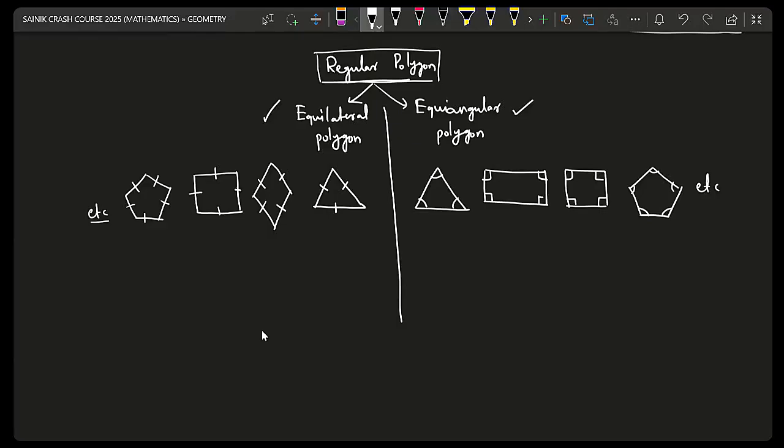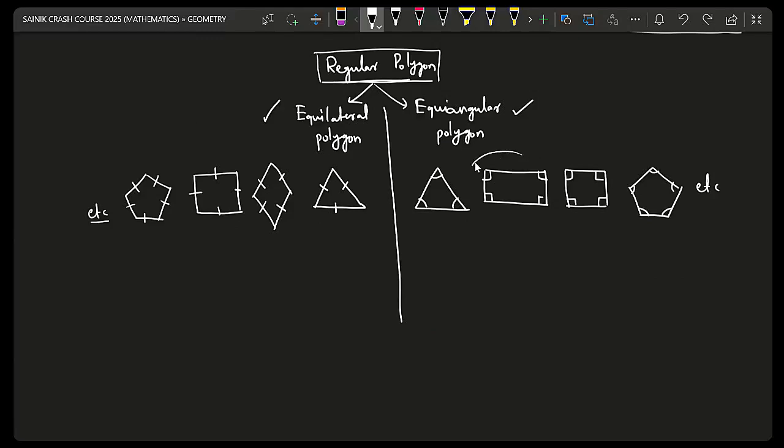Before taking the examples, first let us identify something about this rhombus. You concentrate on this rhombus. This rhombus is equilateral, but it may not be equiangular. Why? Because this angle is equal to this angle. Opposite angles are equal, but all the angles may not be equal. That means a rhombus is equilateral, but may not be equiangular.